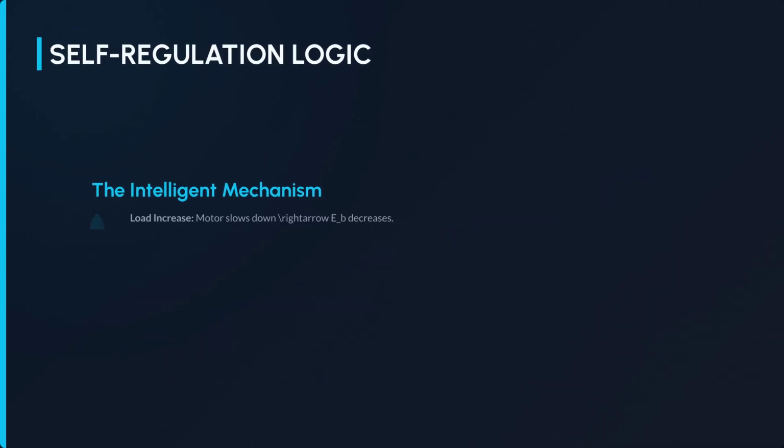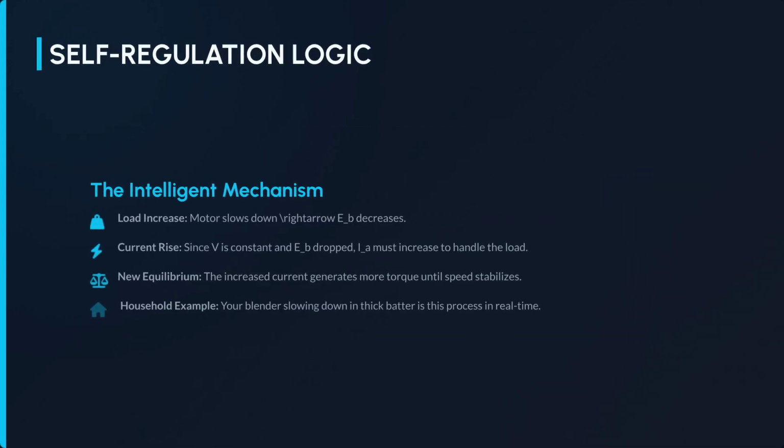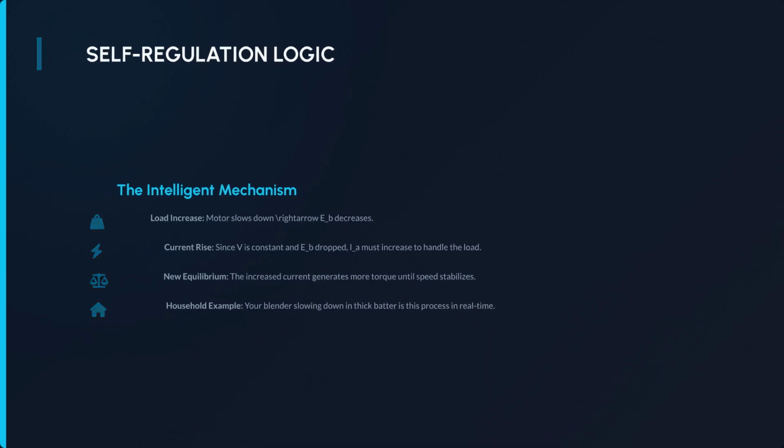The DC motor possesses self-regulation logic. If the load increases, the motor slows down, and E_B decreases. Since voltage is constant, the armature current I_A must increase to handle the load. This increased current generates more torque until a new speed equilibrium is reached. Think of a blender slowing down in thick batter as a real-time example.